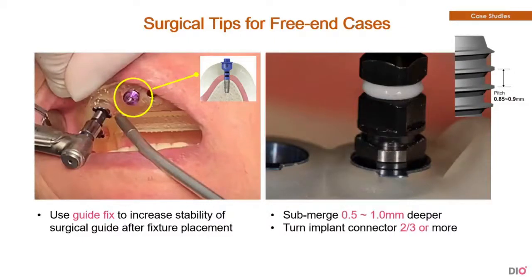Lastly, there is a method of submerging the fixtures 0.5 mm to 1 mm deeper than the original plan. The UF2 fixture has a pitch spacing of 0.85 to 0.9 mm for each thread. So you can submerge to the desired depth simply by turning 2/3 or more. Also, considering that there are 3 hex sides of the DioNavi implant connector, the submerged depth can be adjusted by turning 2 sides or just one more turn.